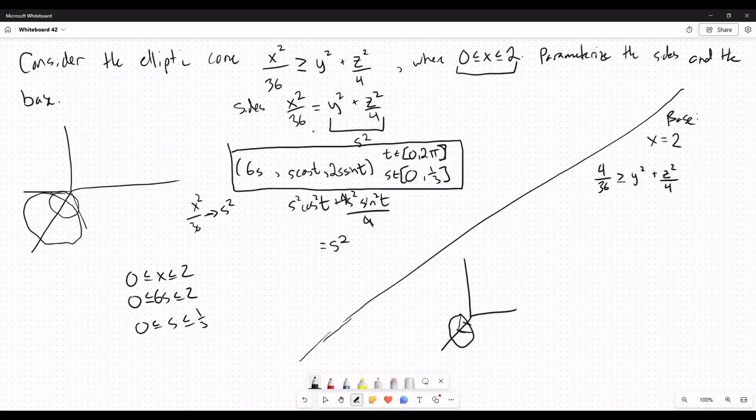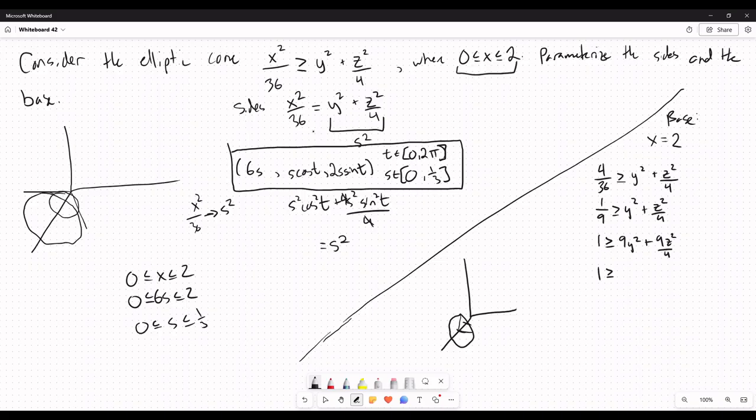Since we are interested in everything inside, we want that inequality, and that's going to inform some of the stuff that we do here. I could rewrite this as 1/9 is greater than or equal to y squared plus z squared over 4. There's a few different ways you could handle this. I would like to get one of my sides to just be 1. That would be kind of nice. So I'm going to let this be 1 is greater than or equal to 9y squared plus 9z squared over 4.